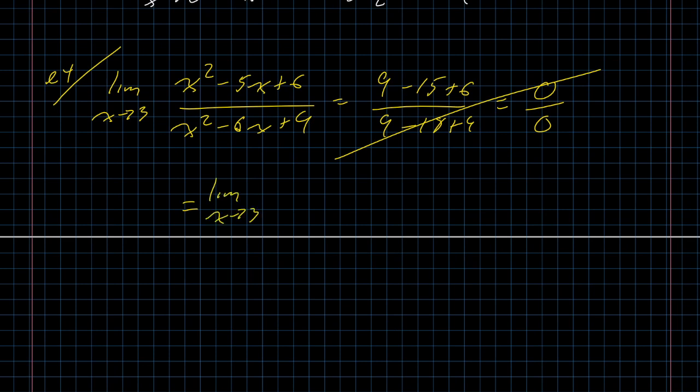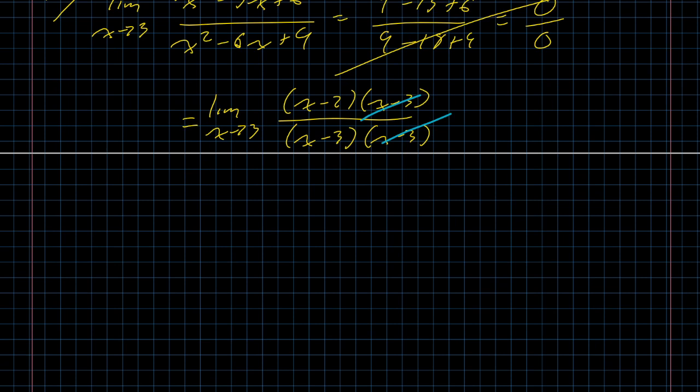In this case, x squared minus 5x plus 6 does factor. It factors as x minus 2 times x minus 3. x squared minus 6x plus 9 factors as x minus 3 times x minus 3. The x minus 3's cancel each other out, but that still leaves us with the limit as x approaches 3 of x minus 2 over x minus 3. And if we try direct evaluation, we get 1 over 0.